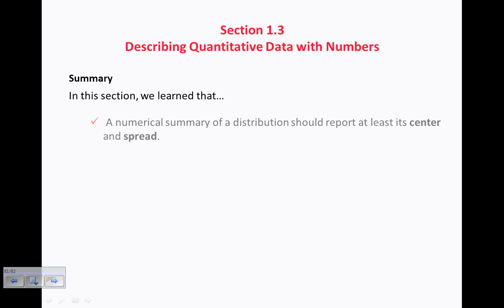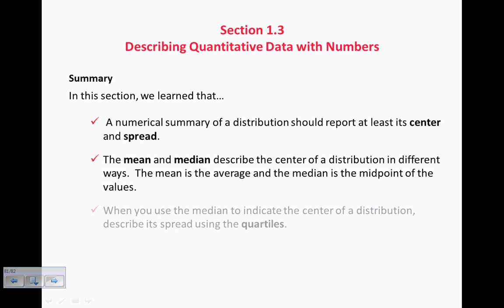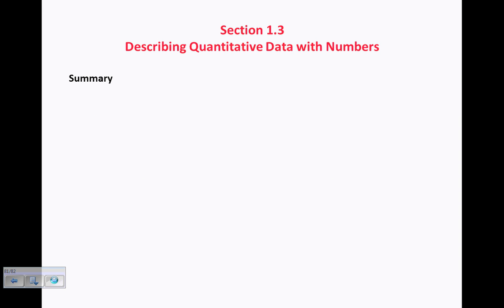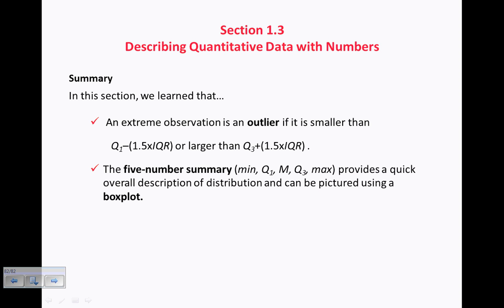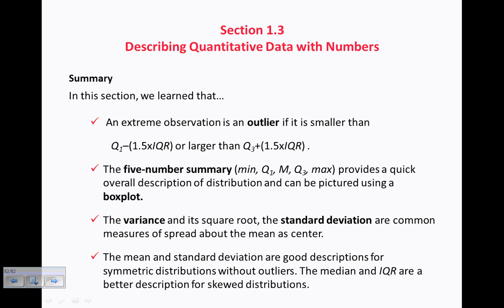All right, so we are done with Section 1.3. We did the center and the spread and the mean and the median and the quartiles and the interquartile range and all kinds of fun stuff. We learned how to find an outlier. We know the 5-number summary and how to make a box plot. We know the variance and the standard deviation. And when it's skewed, to pick your median and your IQR.